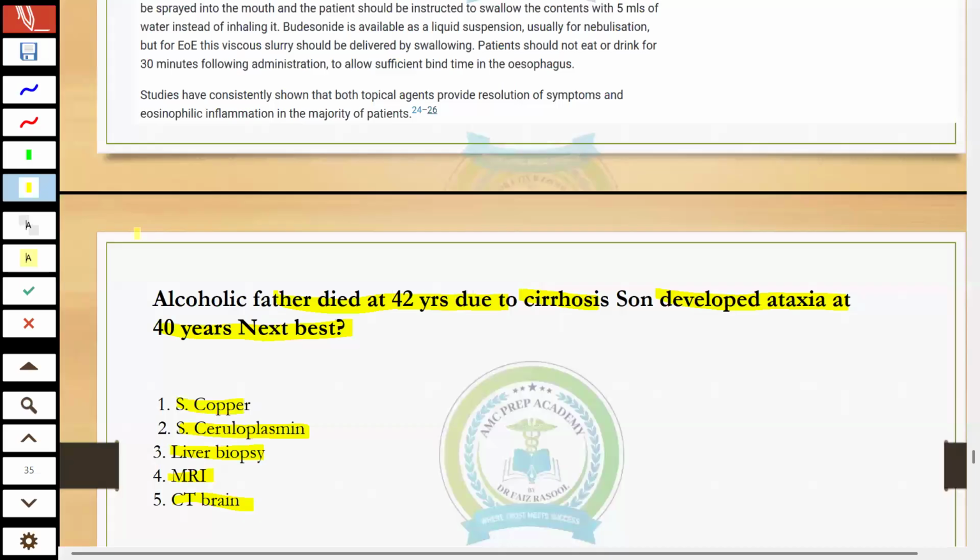So what is the diagnosis here, doctors? What do you think? Yes, Wilson disease. So this is a case of Wilson disease. In Wilson disease, the initial step is to go for serum ceruloplasmin.